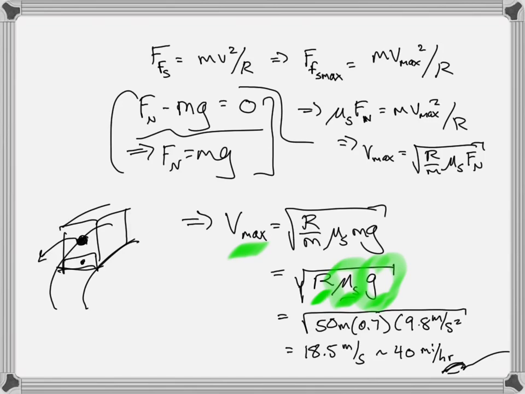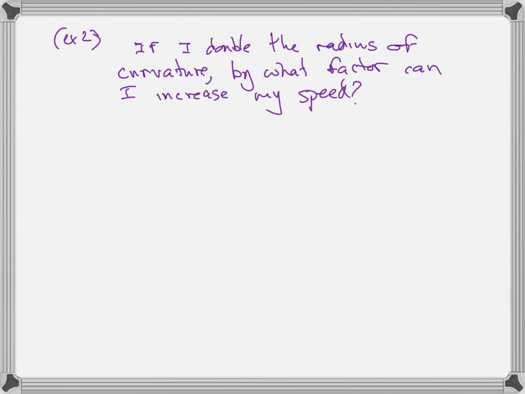We can certainly engineer materials that have a higher coefficient of friction. We can, and we do. But really, what you really have under your control is the radius of the curve. If you don't want to make a tight curve, a bigger radius gives us a bigger possible velocity. As a matter of fact, if I double the radius of curvature, by what factor can I increase my speed?